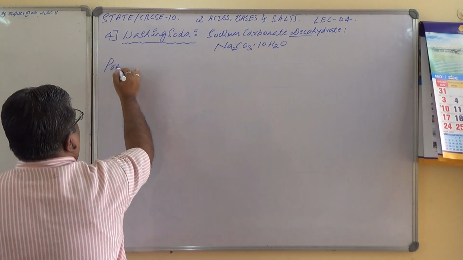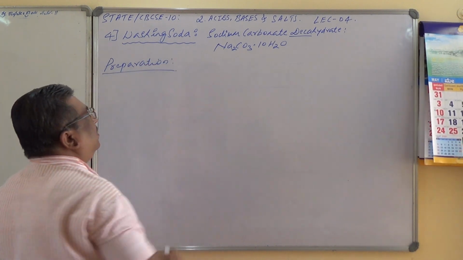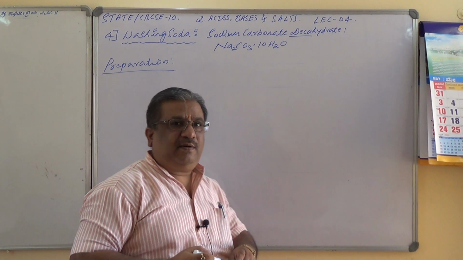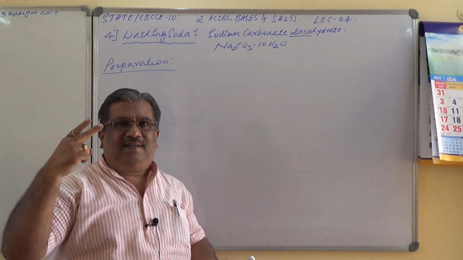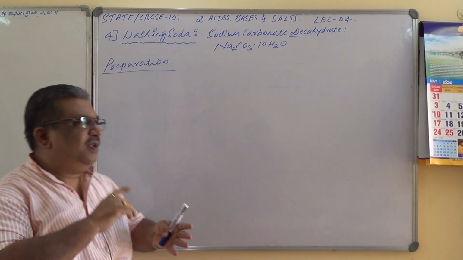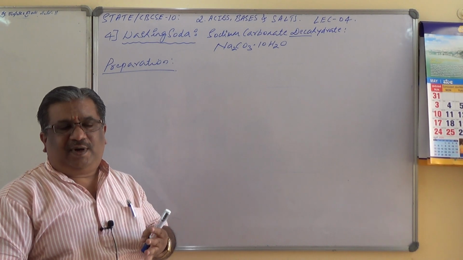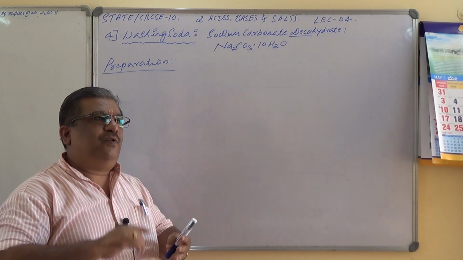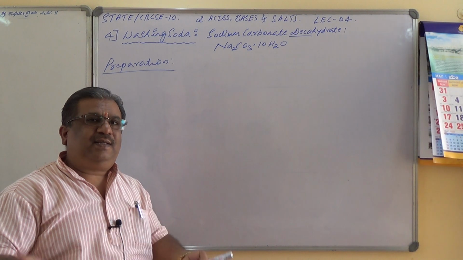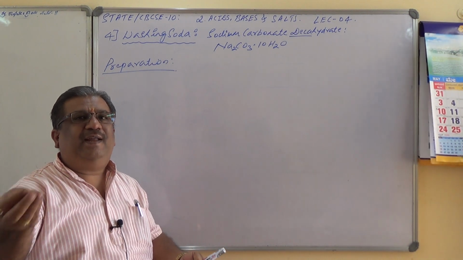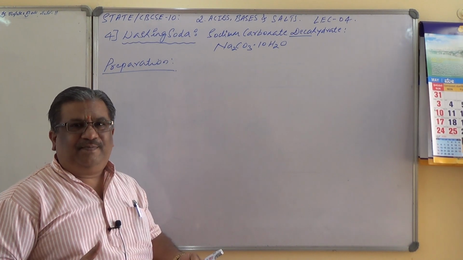So how is this prepared? Preparation. In order to obtain sodium carbonate, first we should heat baking soda. There are two very simple steps. First, obtain sodium carbonate by heating baking soda. What is baking soda? Sodium hydrogen carbonate. By heating baking soda, we obtain sodium carbonate, and then crystallize it. How do you crystallize? By adding water molecules. Anhydrous salts will get converted into hydrated salts, isn't it?